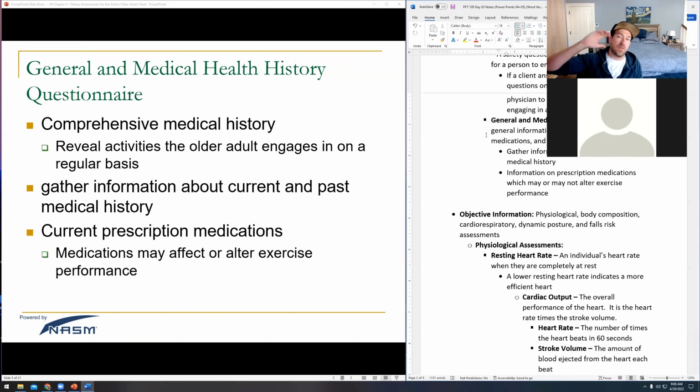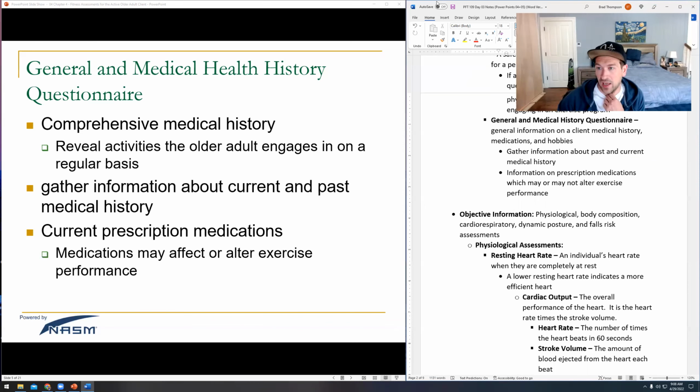Because again, the stuff you're going to find out in this general medical questionnaire is the kind of stuff that tells you the why behind the what, right? Their what might be that they have an anterior pelvic tilt. Their what might be that they can bench only 45 pounds. Their what might be that they have really poor cardiorespiratory conditioning. But the why behind all those things is probably going to be found right out the gate in their general questionnaire, right? A little bit of information about their background.